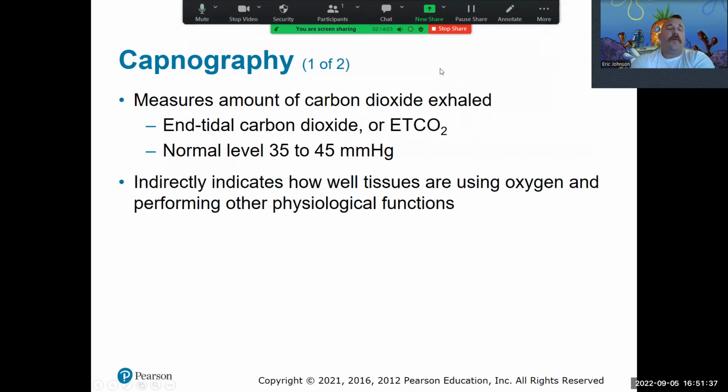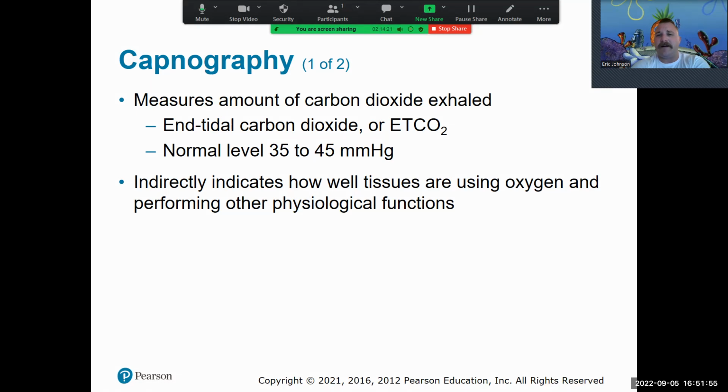Another device that we have, moving away from blood glucose, is capnography. Now, capnography is something that is typically used almost entirely by paramedics, nurses, and doctors, but it is something that we want you to be familiar with. And later on in class, we'll bring in a device to show you how capnography works.